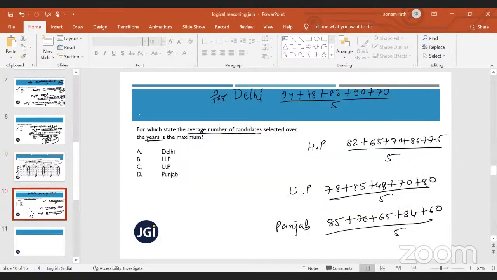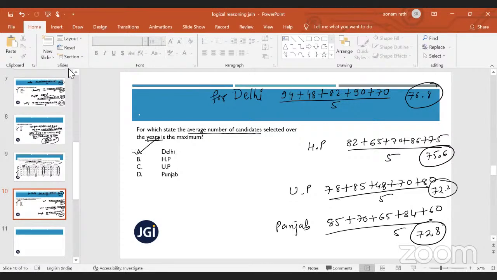So Delhi is coming out to how much total? 76.8. This is coming out 75.6. This is coming out 72.2. And this is coming out as 72.8. So which one is the maximum? Delhi is the maximum. So the answer is option A. Got it? Yes. Option A, Delhi. Okay. Moving to the second question.